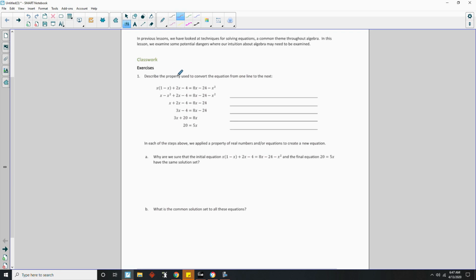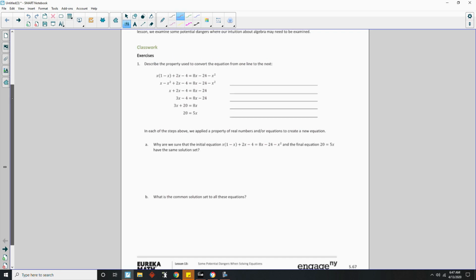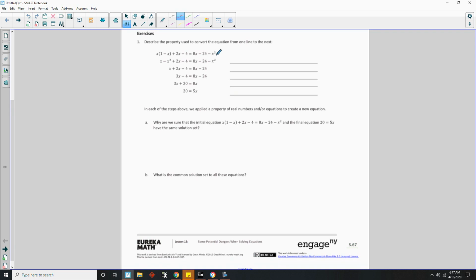All right, describe the property used to convert the equation from one line to the next. Okay, so this is an exercise on properties. So pause the video, try this, come back and see how you did. Here we go. So from this step to this step, this is what was addressed. They multiplied x times 1 and got x, multiplied x times x and got x squared. That is the distributive property of multiplication.